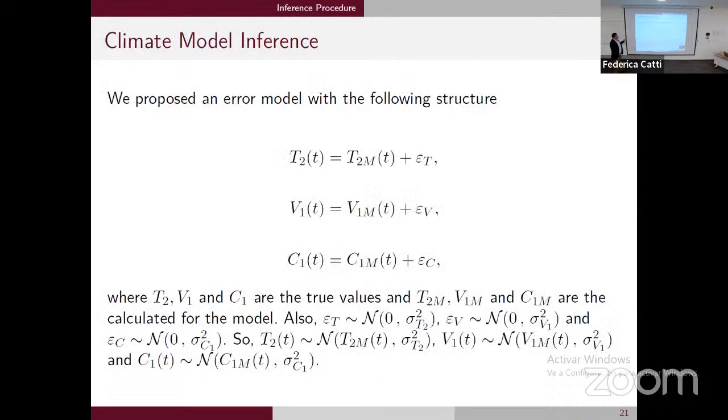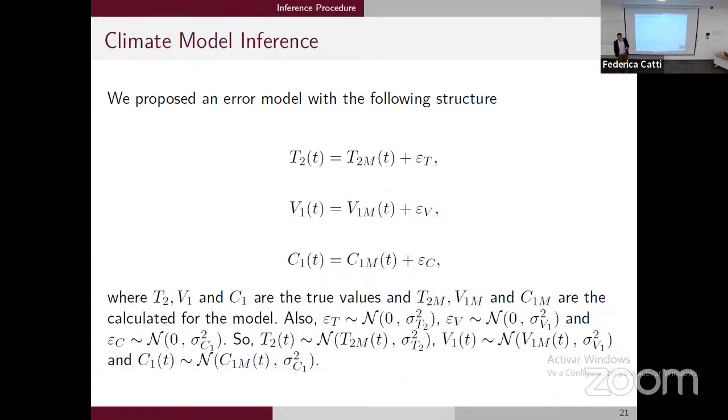So, I will talk about the inference procedure for the climate model. This is the error model that we propose. V2 is the greenhouse air temperature. V1 is the vapor pressure inside of the greenhouse air. And C1 is the CO2 concentration in the greenhouse air. The first column, these are the true values. And these are the values calculated by our simplified proposed model. So we are assuming that the true values are equal to the result of the model plus a Gaussian noise. We're assuming that the noise, the errors, are independent. So we have that the true values have normal distributions.